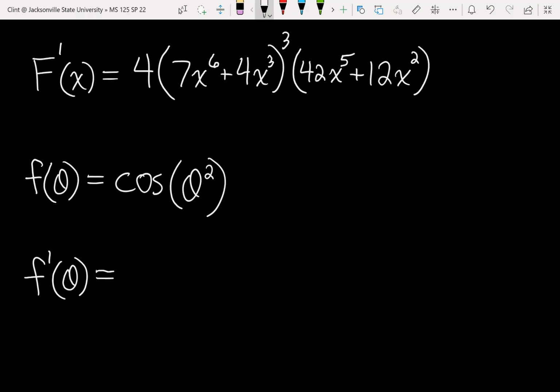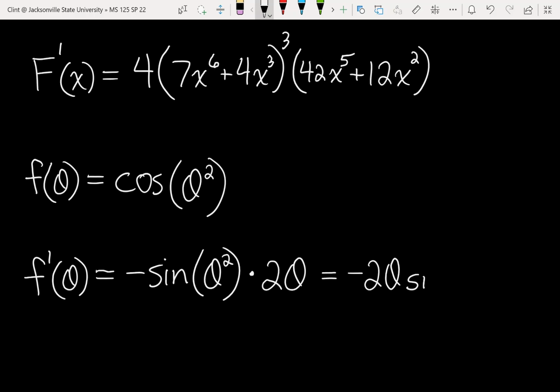So we'll start taking derivatives from the outer part. Okay. So derivative of cosine, negative sine, and we'll leave the inside alone. So we'll have negative sine of theta squared times the derivative of theta squared, which is 2 theta. And that's it on that one. So if we wanted to rewrite it, we could say negative 2 theta sine of theta squared.